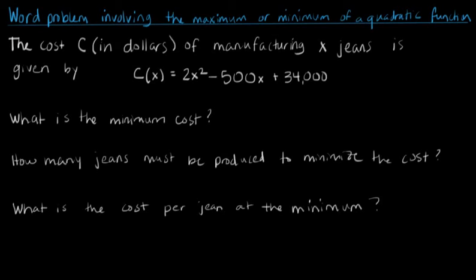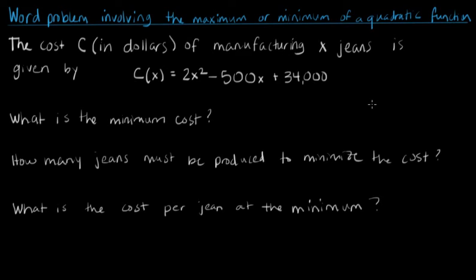In this video, I want to talk about a word problem involving the maximum or minimum of a quadratic function. So it says the cost C in dollars of manufacturing x jeans is given by the equation C of x is equal to 2x squared minus 500x plus 34,000. What is the minimum cost? How many jeans must be produced to minimize the cost? And what is the cost per jean at the minimum?